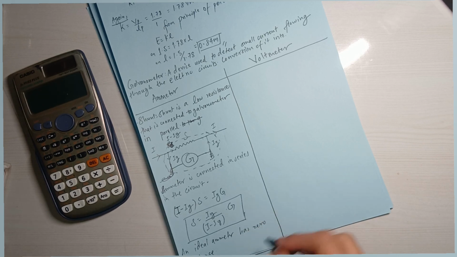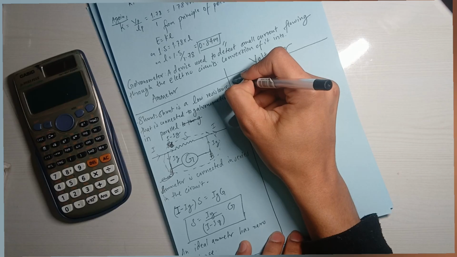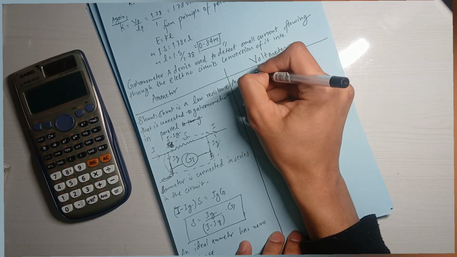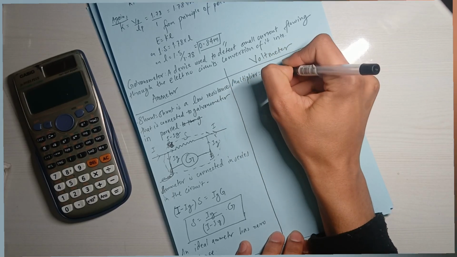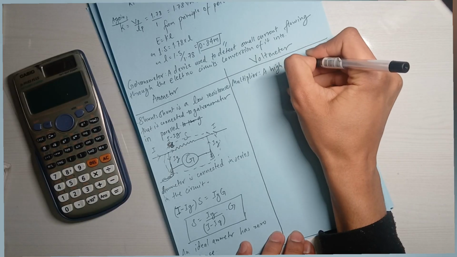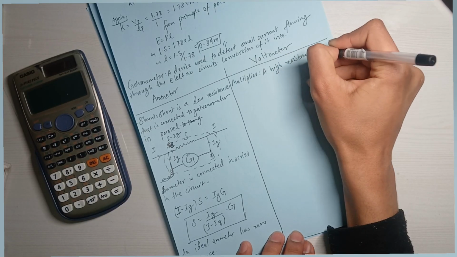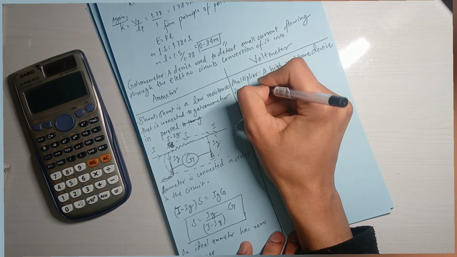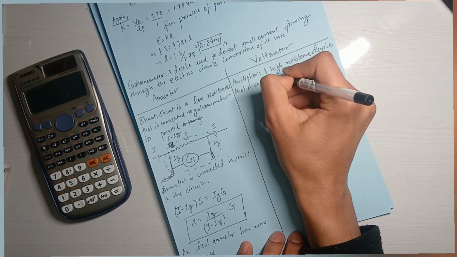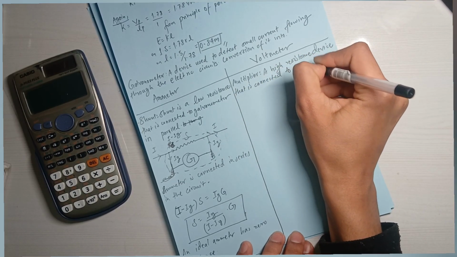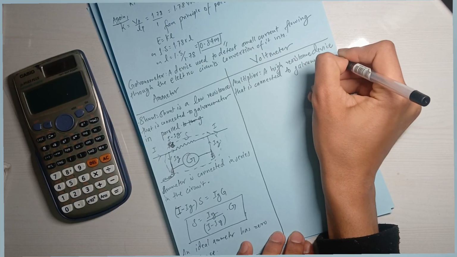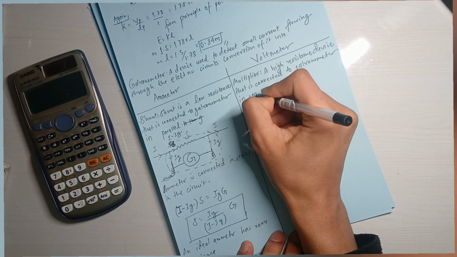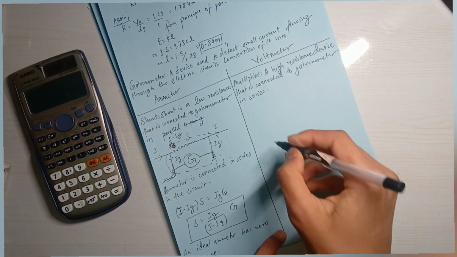So first of all, the multiplier is a high resistance device that is connected to the galvanometer in series. How does this look like?